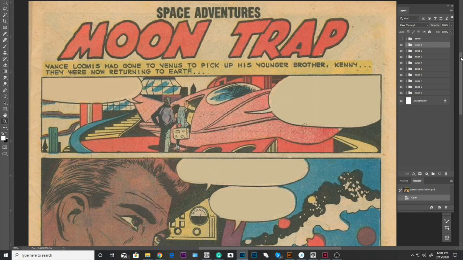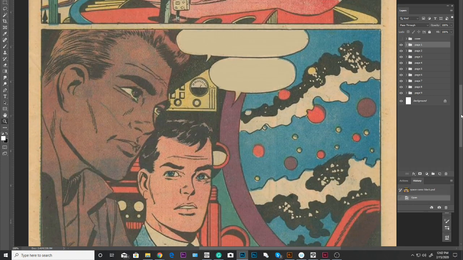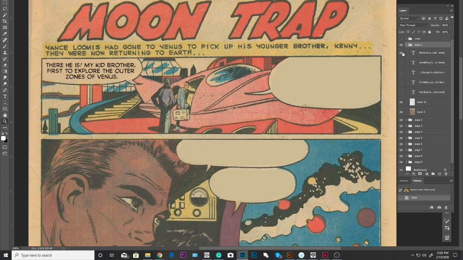I have not read this comic, so I don't really know what the actual word balloons are. At the end, I might go back and actually read the comic and see how my story differed from the one they actually told. So anyway, it says, Vance Loomis had gone to Venus to pick up his younger brother Kenny. They are now returning to Earth. So that's basically all I know. I know the names of the characters, and I can only assume that the younger looking character is Kenny and Vance is the older character. So I went with, there he is, my kid brother, first to explore the outer zones of Venus.